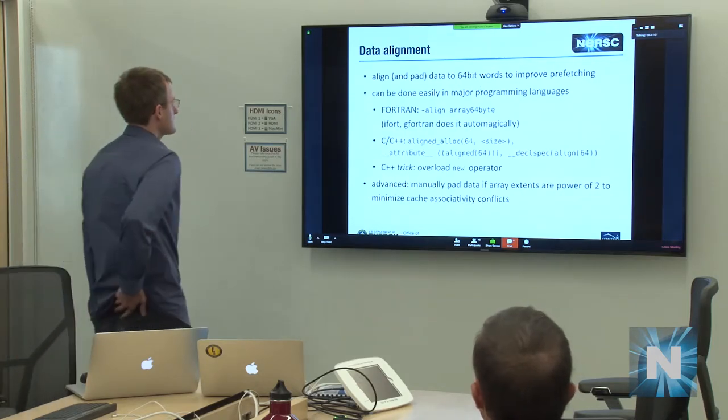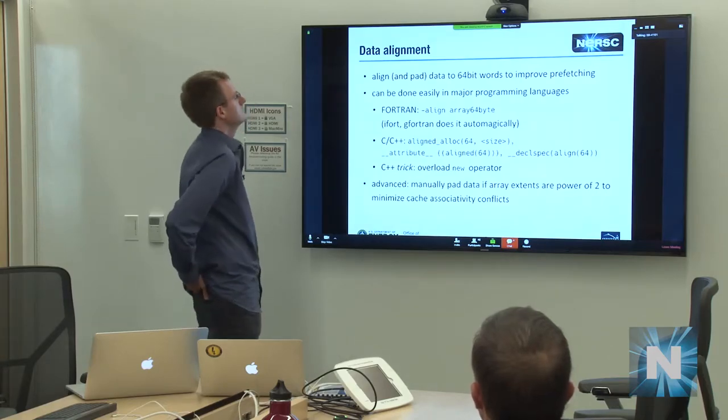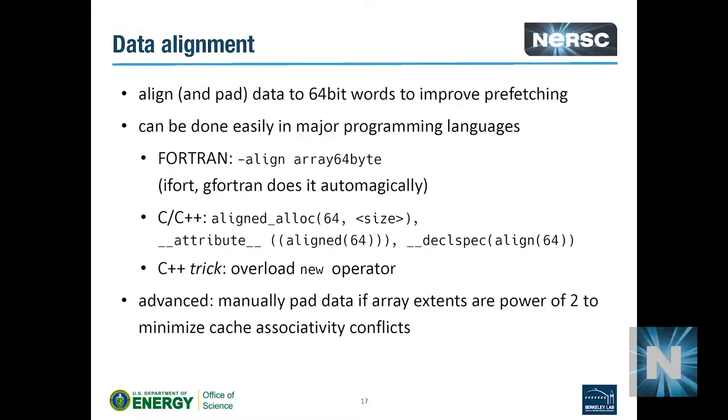So one thing about vectorization is data alignment. You should align and pad data. Fortunately, in Fortran, for example, gFortran does it automatically for you. If you use the Intel compiler, you have to tell it to do it. So if you compile your code in Fortran, try to put in a line array 64 byte so that all the arrays are nicely aligned.